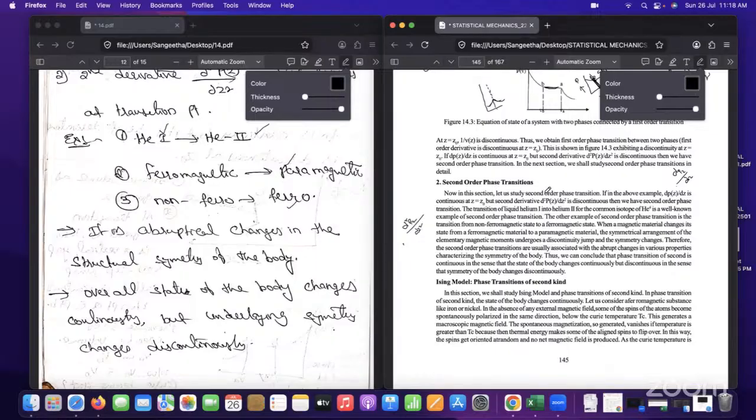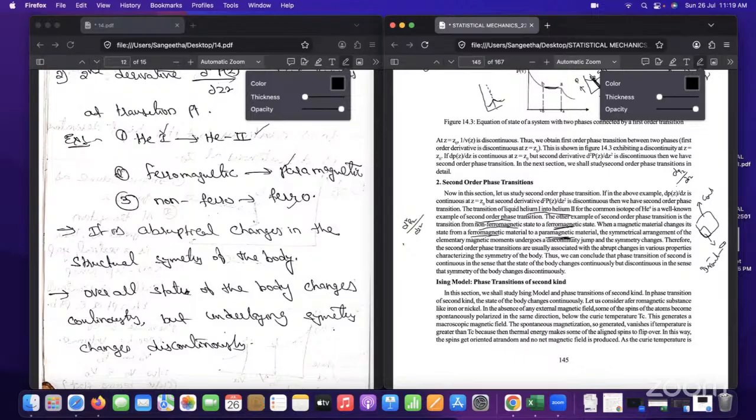Next, what are the examples? Converting liquid helium 1 to liquid helium 2 is one of the examples of second order phase transition. Next, converting a non-ferromagnetic state to a ferromagnetic state. Next, converting a ferromagnetic state to a paramagnetic material. All these are examples of the second order phase transition. Overall it looks continuous. Overall the system appears continuous, but a small part of the system is discontinuous. Overall the system is what? Continuous. Only a small part of the system is discontinuous. This is about second order phase transition.